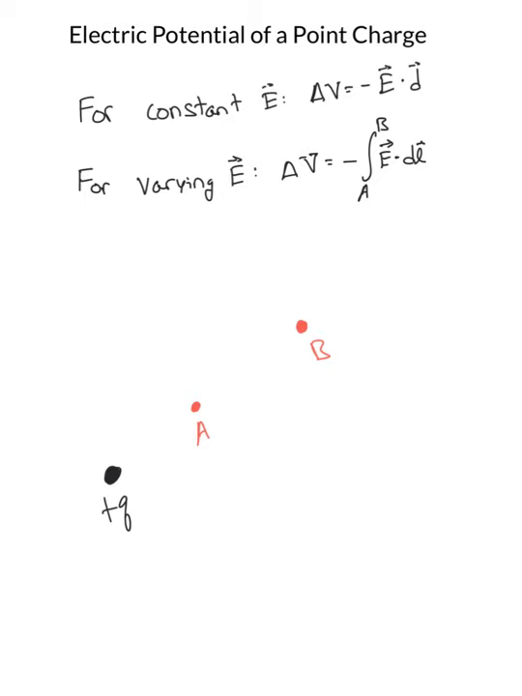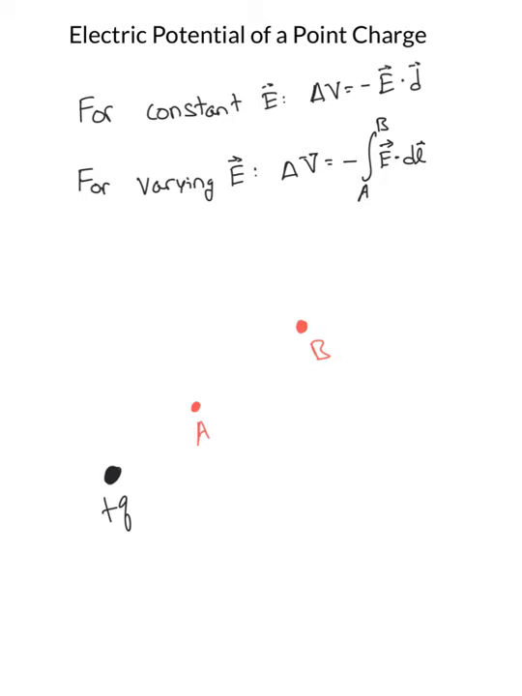In this video, we are going to derive the electric potential for a point charge. So what we're looking for is a generic equation that we can use to find the electric potential in the vicinity of some point charge. The first thing we need to realize is that if I move within the vicinity of some point charge, my electric field is changing.